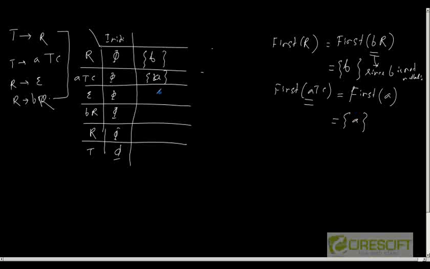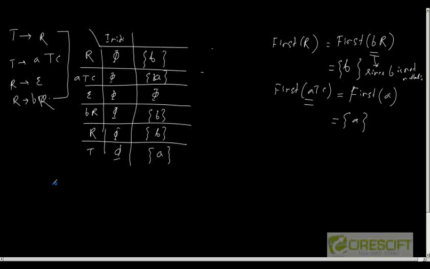Similarly, epsilon is always empty, so what will be first of epsilon? It will be nothing. For BR, what will be first of BR? It will be B, and for R, I have already told you it will be B, and for T, T is ATC, and so it will be A. So in this way we create the first function.